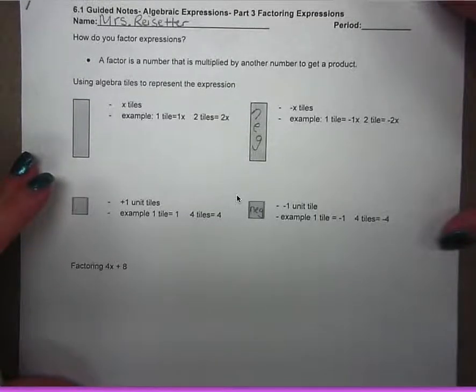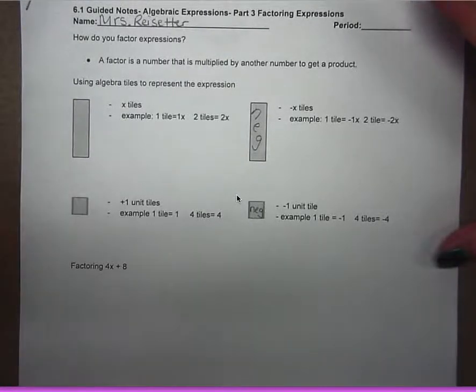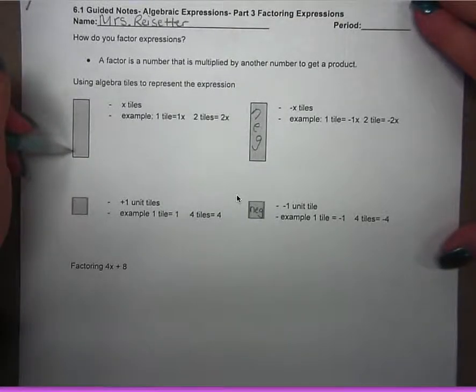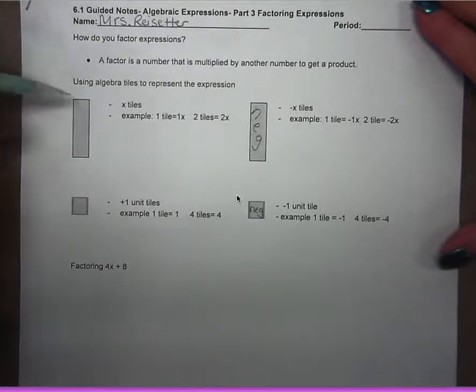So the first thing I'm going to do is show you how we can use algebra tiles to represent an expression. So here we have what are called X tiles, which are long and skinny tiles. And we'll actually be working with these in class so you can move them and use them. But for here, we'll just have them drawn out on paper. So these represent an X tile. Now this one is what we would consider a positive X tile. And in class, you'll see that the positive ones are green and the negative ones are red.